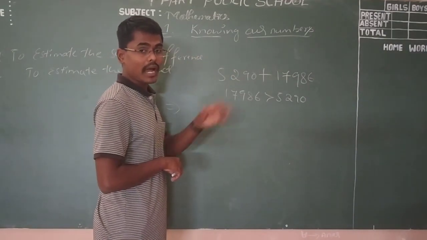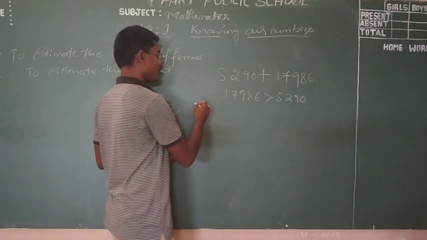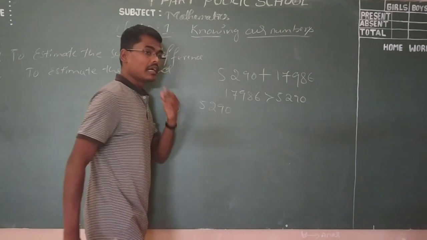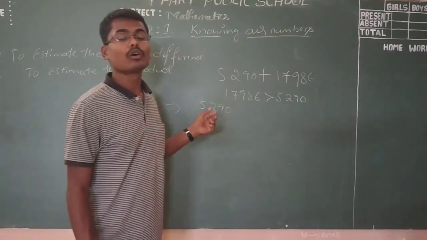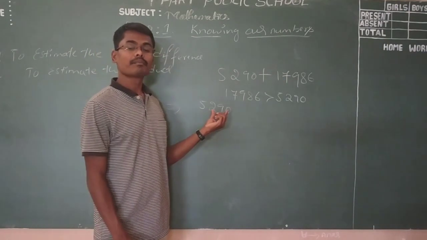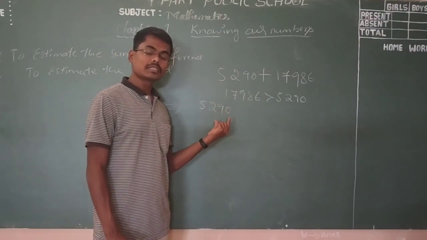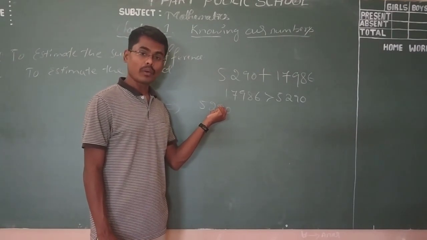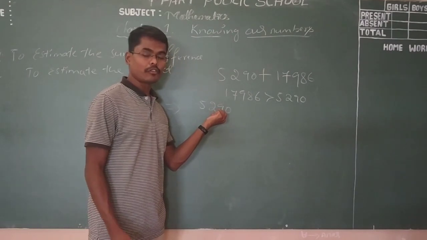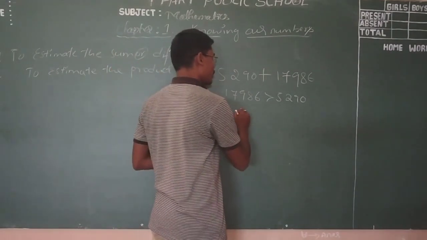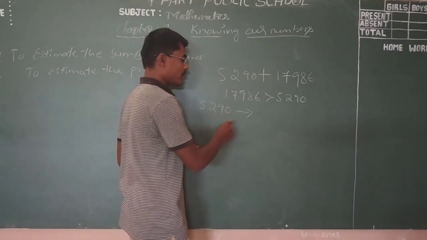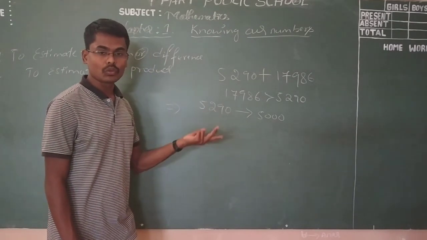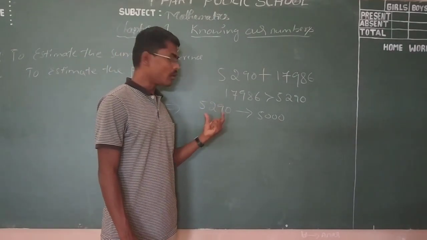Afterwards you are going to add them. The very first number is 5,290, and it is given to round off to thousands. While rounding off to the thousands position, you have to look at the hundreds position. What is given? 2 is there, and we know that 2 is less than 5. Then I am going to round off this number to 5,000, because in the hundreds position the number is 2.